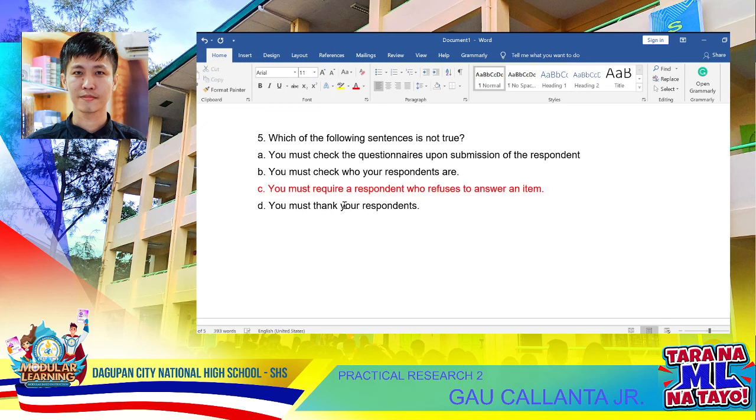Not really require, no? You must ask a respondent. Which of the following sentences is not true, okay? I think this is correct. You must require a respondent who refuses to answer an item. That is not true. This is correct. Well, that is not true.